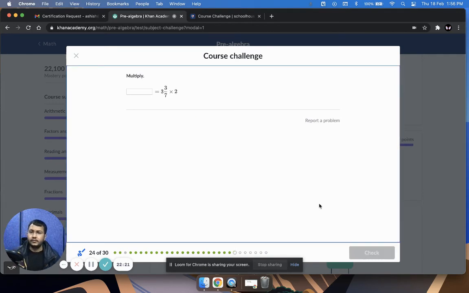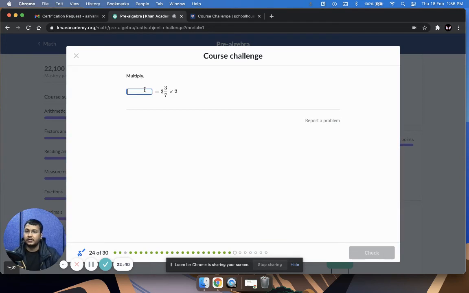Awesome. Multiply. 3 by 7 times 2. So convert this to an improper fraction first. 3 times 7 is 21. 21 plus 3 is 24. 24 by 7 times 2. 24 times 2 is 48. Not going to make that mistake again. 48 by 7 is my answer.